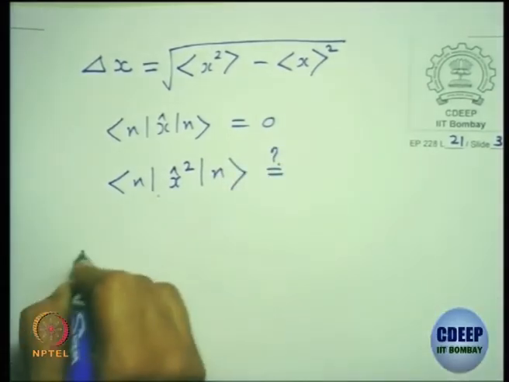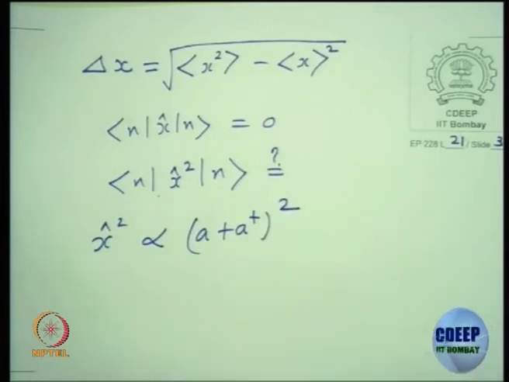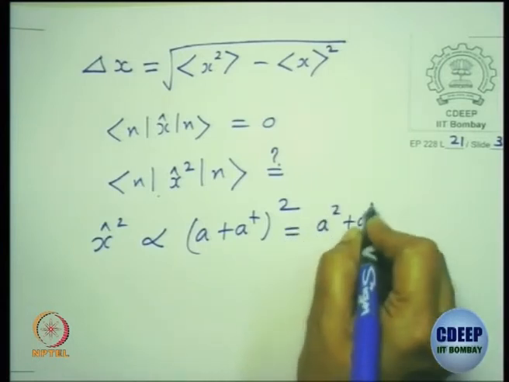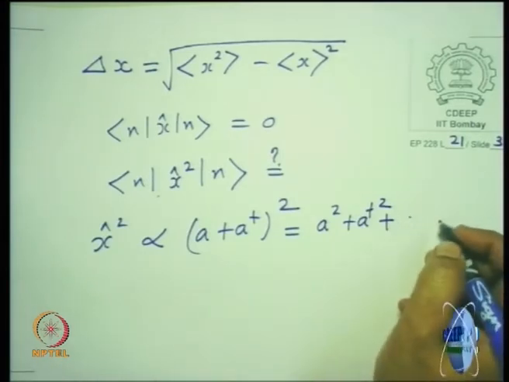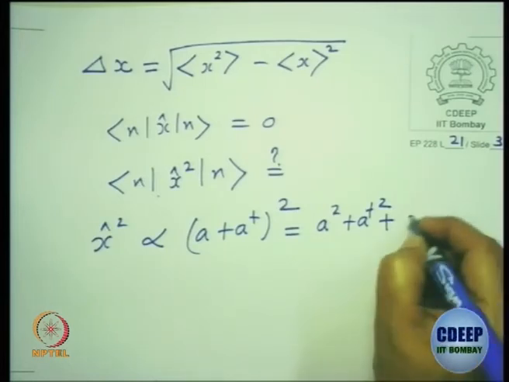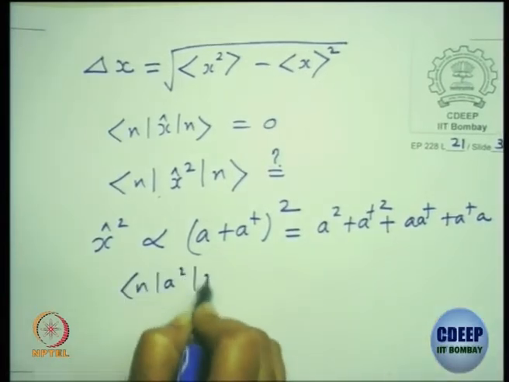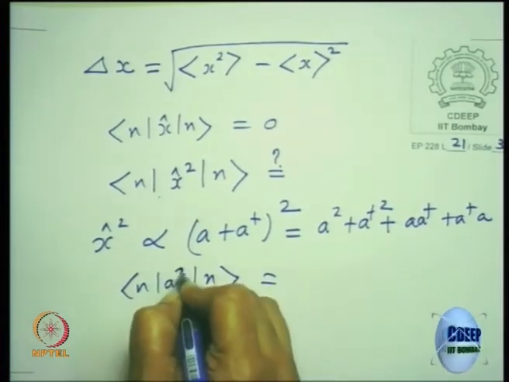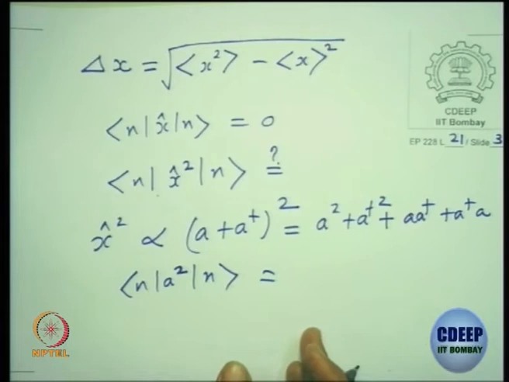So rewrite this as x squared is proportional to a plus a dagger the whole squared. I am not writing those constants, we will put it later. What is this? A squared plus a dagger squared plus a a dagger plus a dagger a. Don't write it as 2a dagger a. What is the matrix element of a squared? Somebody? A will reduce it, it's a lowering operator, to n minus 1. Another a will reduce it to n minus 2. And then the matrix element of n and n minus 2 is always 0. This is going to be 0.